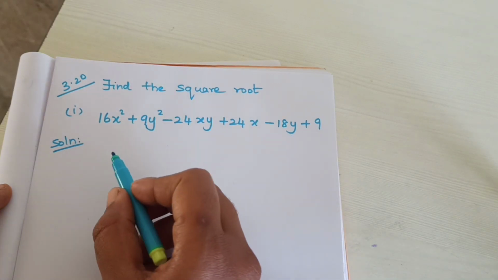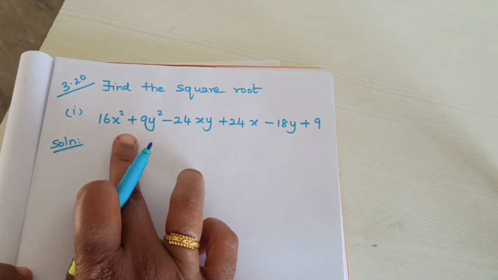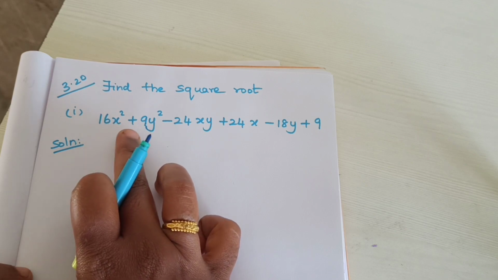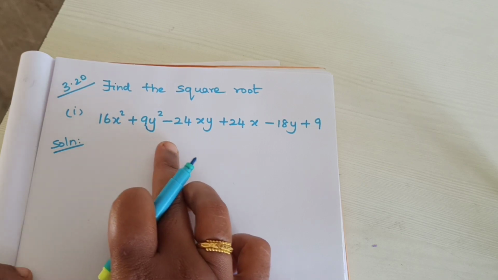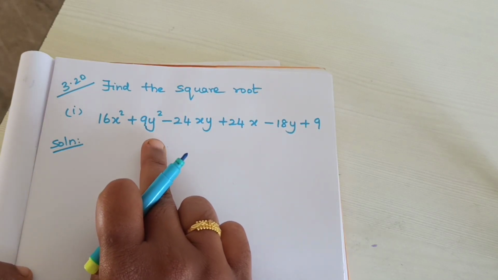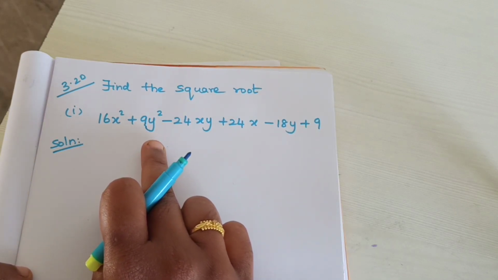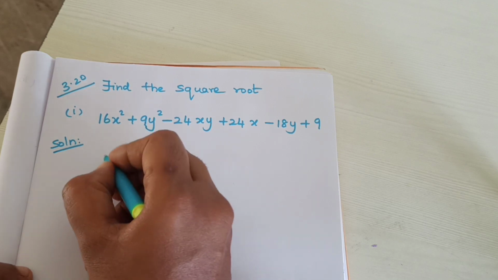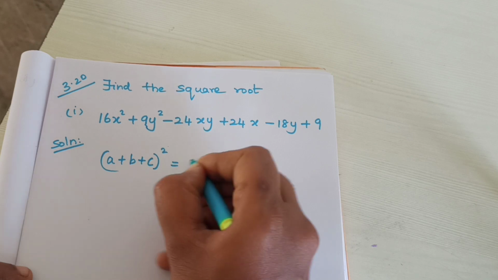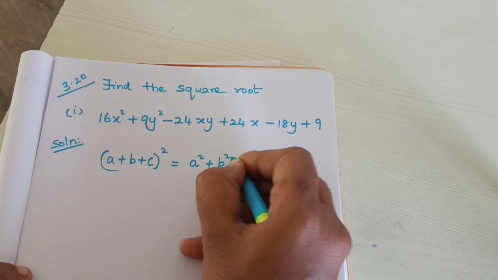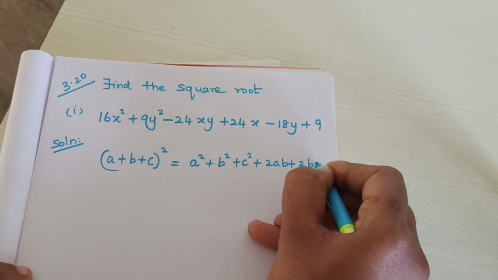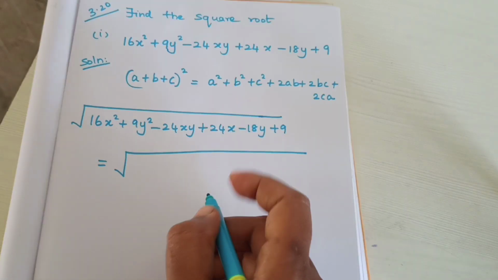Find the square root of the polynomial given. Okay, here 3 square terms are there. 16x² is one square term, 9y² is one square term, and 9 is one square term. So which formula do you need to use? Think of that. Surely it is based on (a + b + c)² maybe: a² + b² + c² + 2ab + 2bc + 2ca.